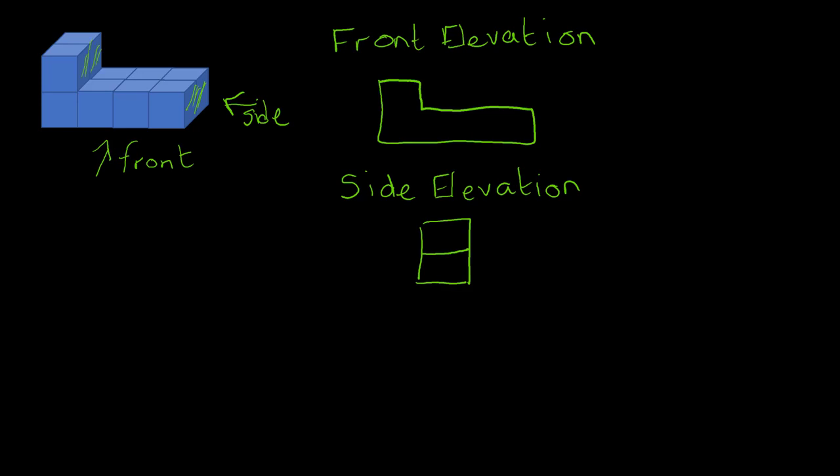So the final one that we need to be able to do is the plan view. And the plan view is as if you're looking directly down from above. So sometimes they describe it as the bird's eye view. So what we'd be able to see if we were looking directly from above would be a long rectangle like so. And again, let's pop in the line there to show the step change.